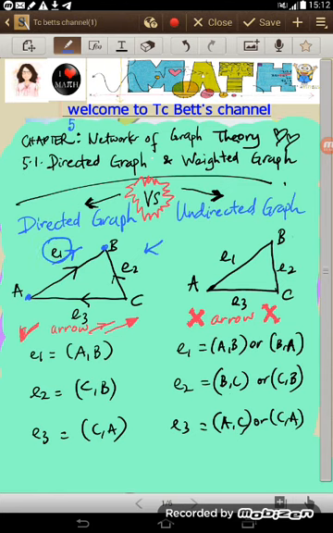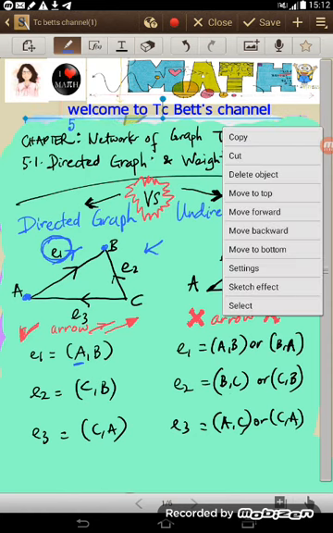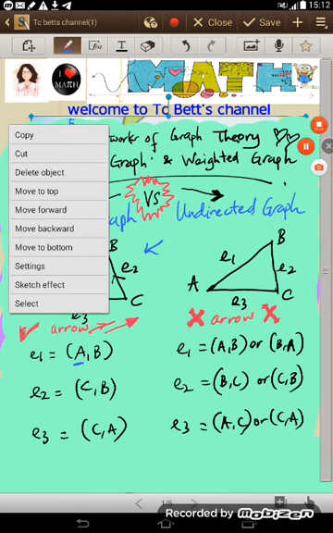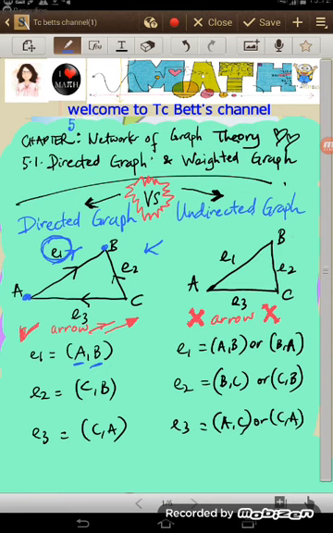And then let's say for edge E1, I name it E1. You call A here the initial vertex, and then B here the terminal vertex. Initial, and then B is terminal. That means it starts from A and then ends at B. So for E1, we name it AB according to the arrow.